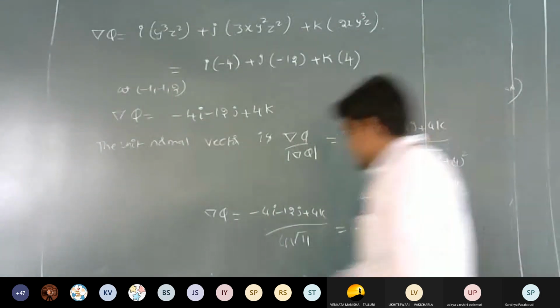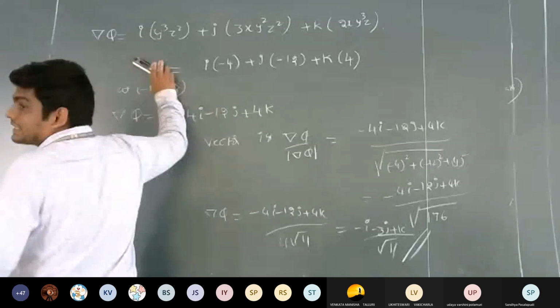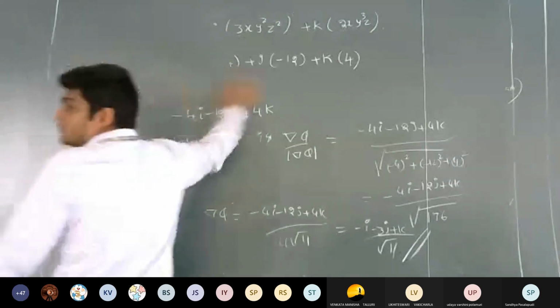Next one. So the next problem is also related to the unit normal vector. So right? So find out.